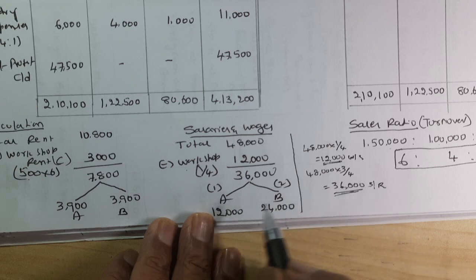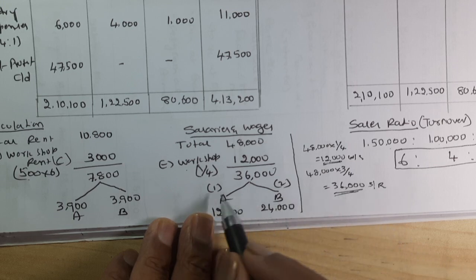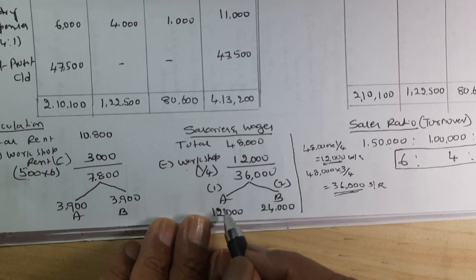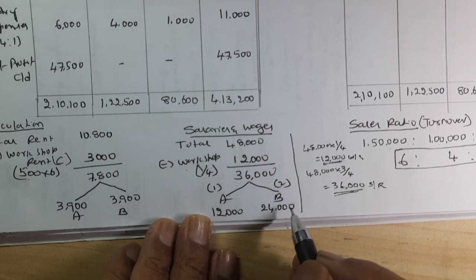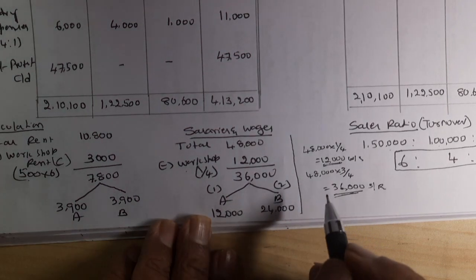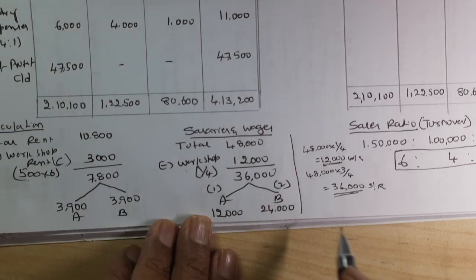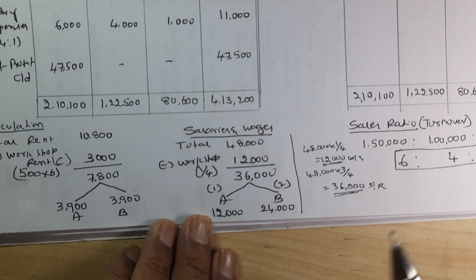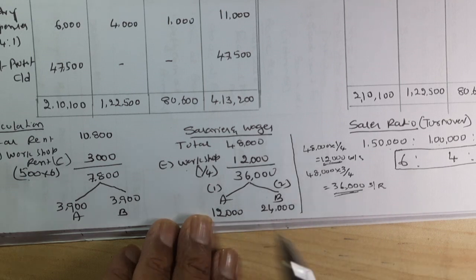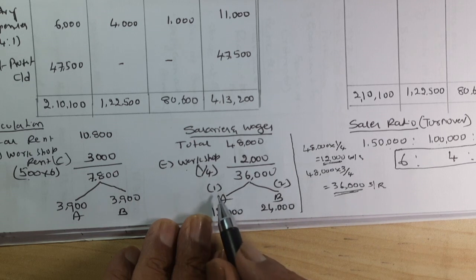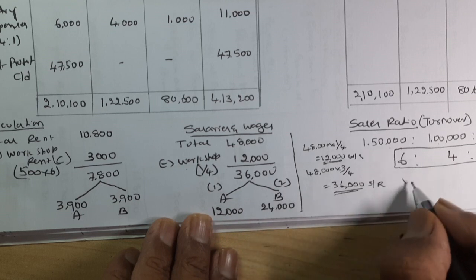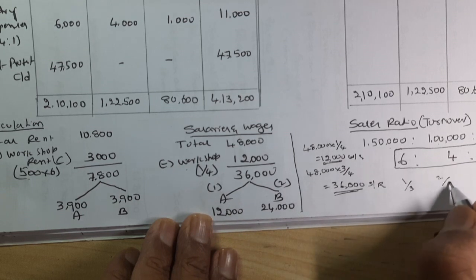This showroom will be divided in the ratio of 1:2. That means this 36,000 will be divided between A and B showroom. In the problem, by a clerical error in typing, they have written 1:4, actually it is 1:2. You can work out 1:4 also, no problem, but I have made it 1:2. So 1:2 means 1/3 and 2/3.